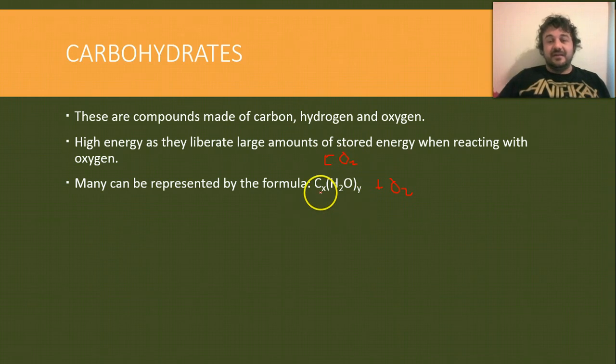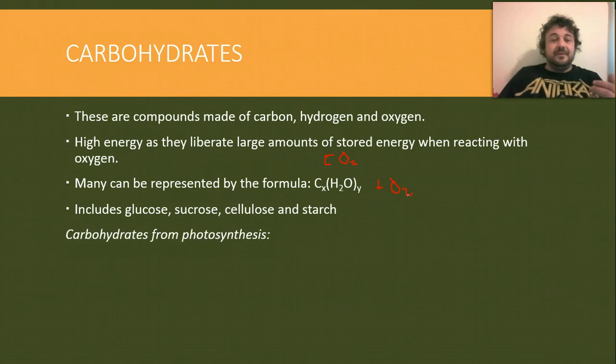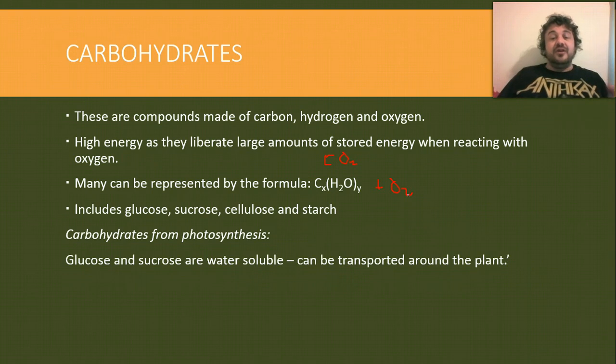You can see that there's the C, the H, and the oxygen. Alright. So it includes glucose, cellulose, sucrose, starch, dextrose, and all these other ones. Carbohydrates from photosynthesis, in particular: glucose and sucrose. Sucrose is two glucoses put together. They are water soluble. This means they can be transported around the plant.